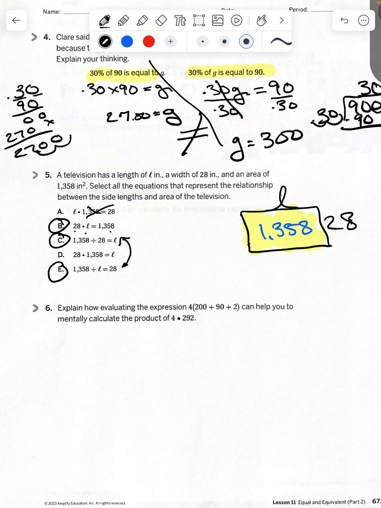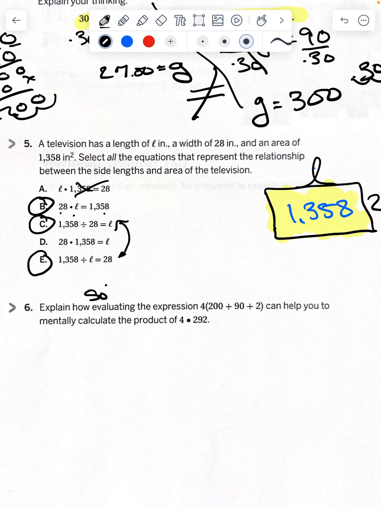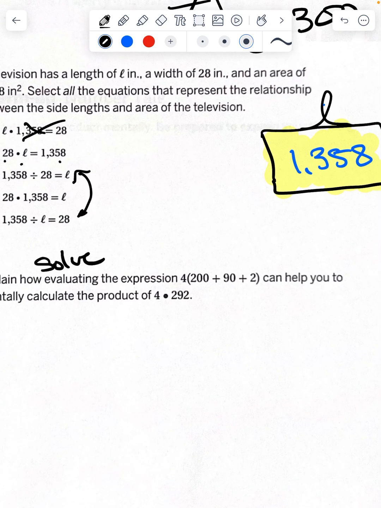Okay, last one, number 6, and we're going to get into this one a little bit more this week, I believe, tomorrow actually. Explain how evaluating is just a fancy word for solve, the expression 4 times 200 plus 90 plus 2 can help you mentally calculate 4 times 292.